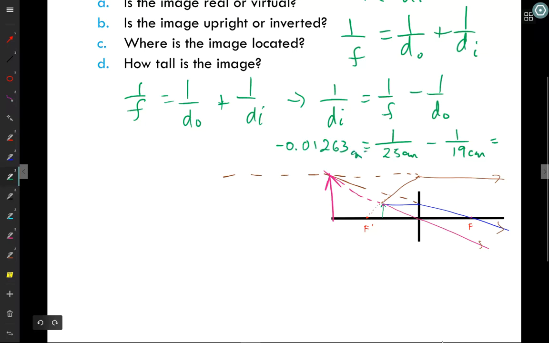Units of centimeters to the minus 1. Well, now I have to invert that. What do you say? 0.01263. All right. That's the first time that's actually worked to my advantage. But I still have to do it in the calculator to get my final answer.